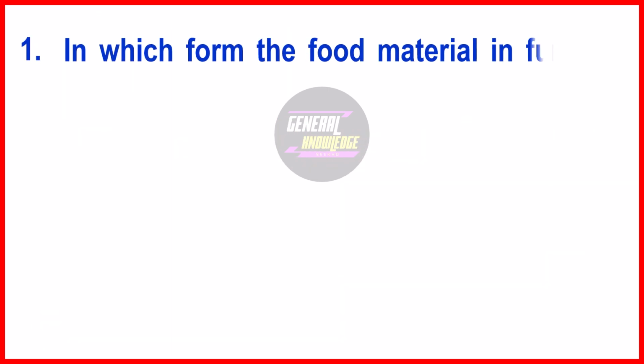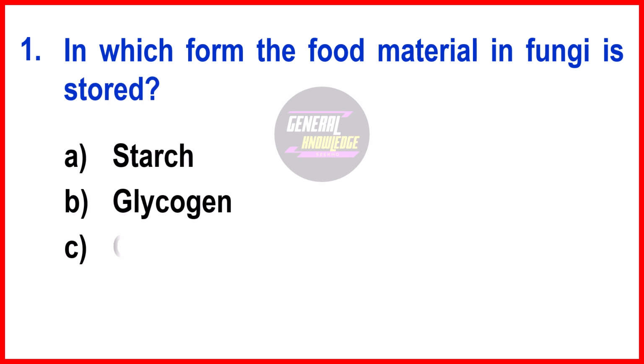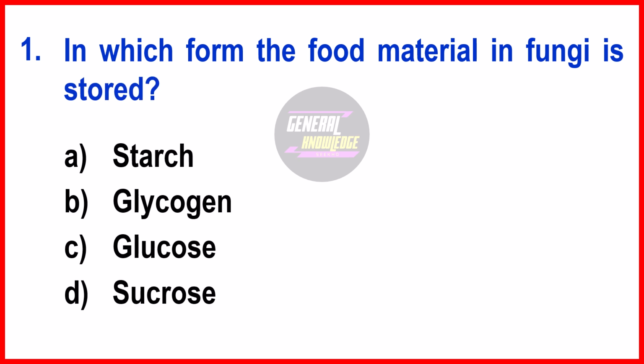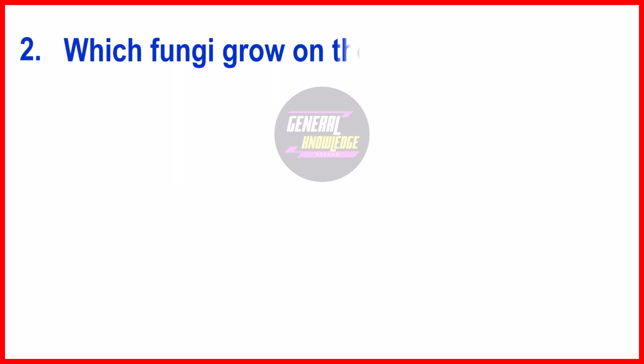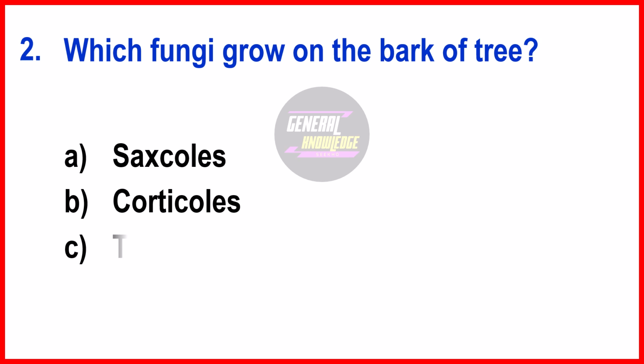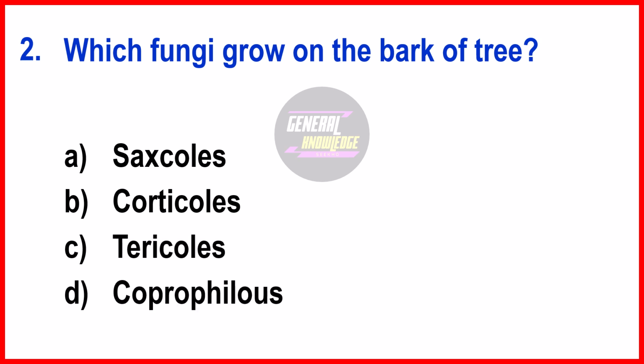First question, in which form the food material in fungi is stored? The right answer is option B, glycogen. Which fungi grow on the bark of tree? The right answer is option B, corticols.